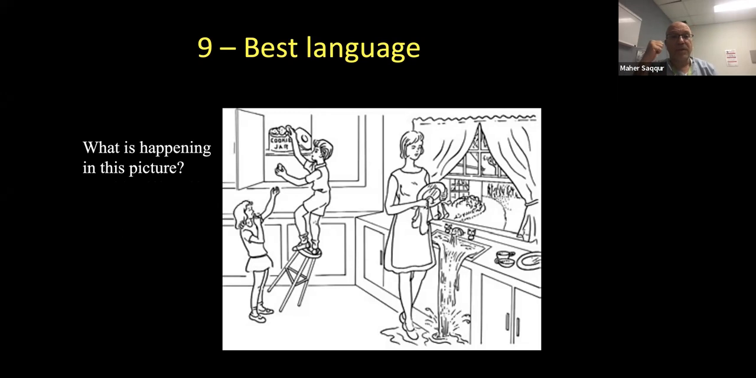So the best language, number 1, testing aphasia, fluency. You show them this card called the Boston card. Could you please explain what's going on in this card? Okay, there is a mother washing the dishes, the boy is trying to get the cookies, this is going to fall. Okay, great, they're fluent.